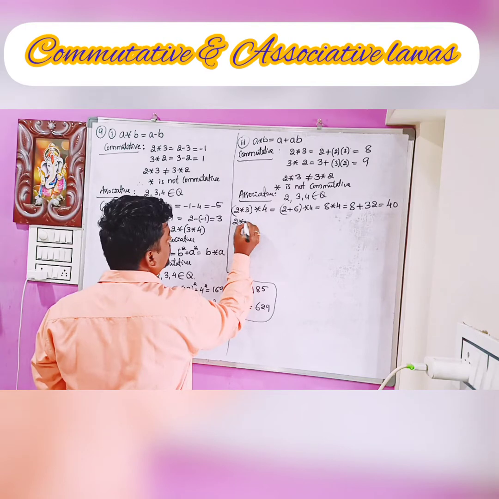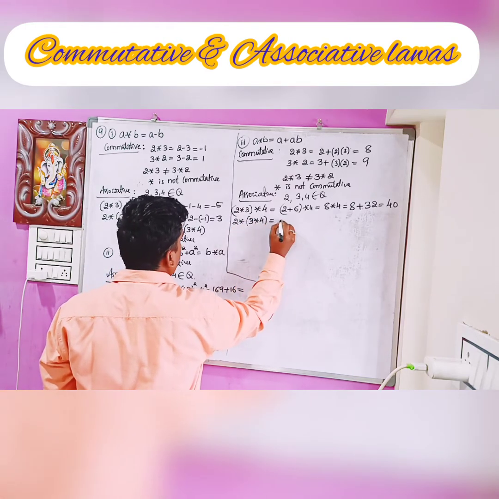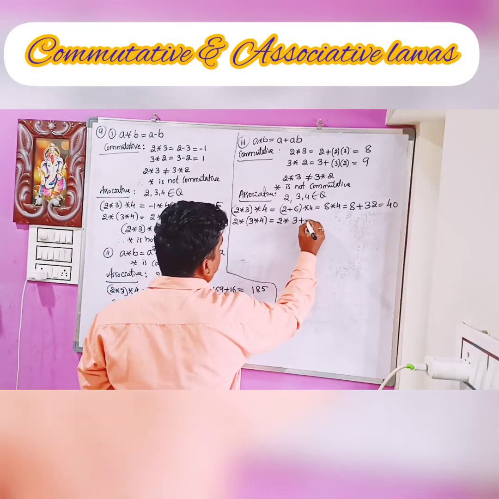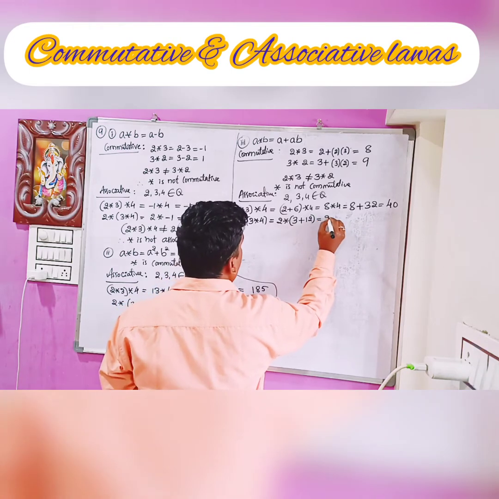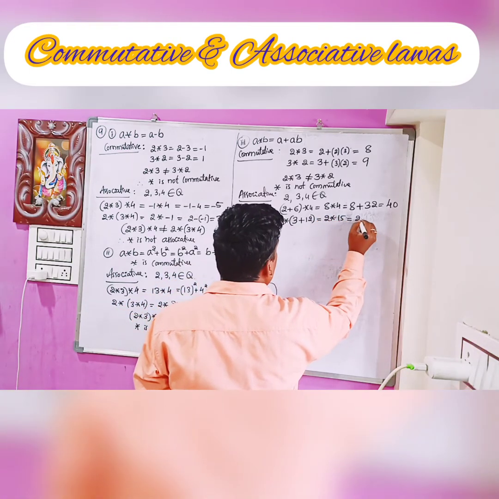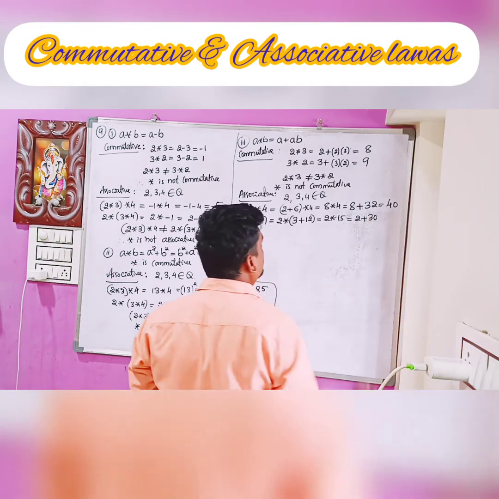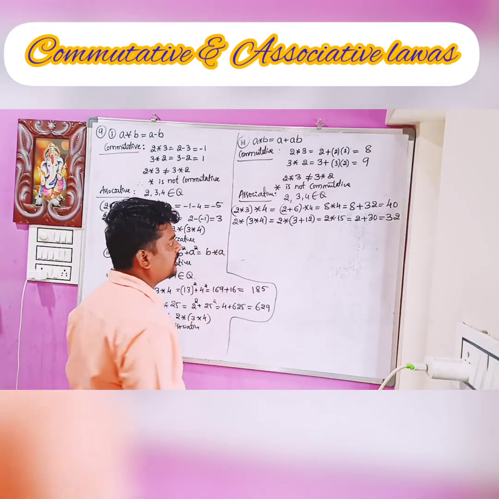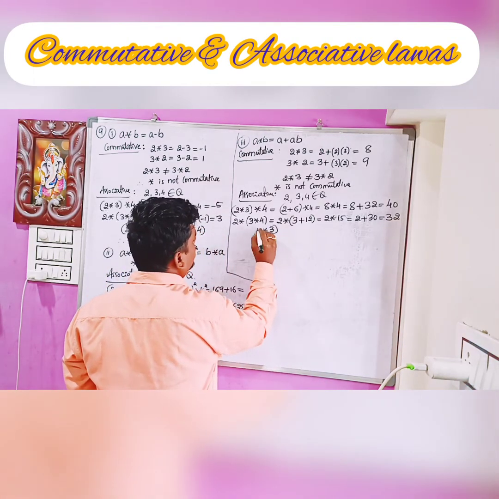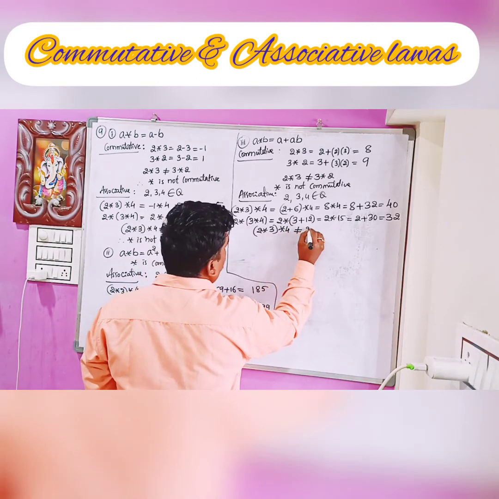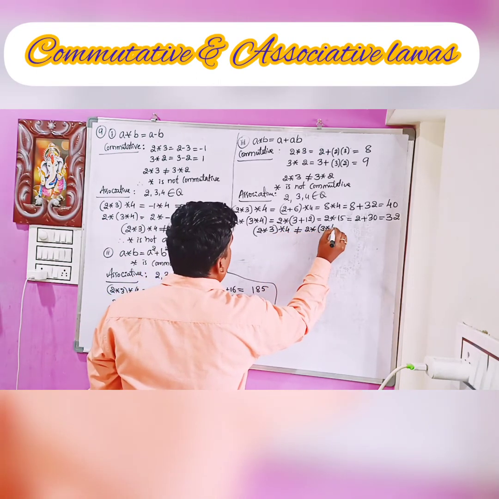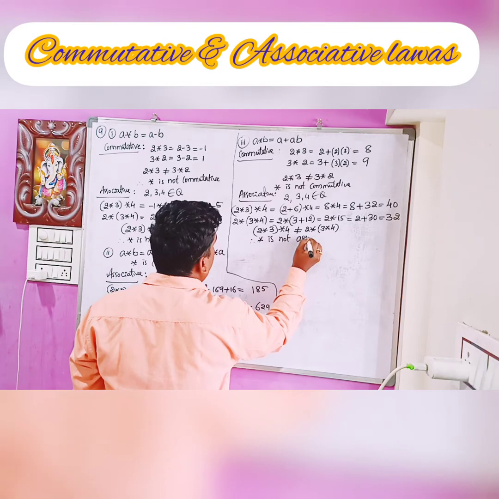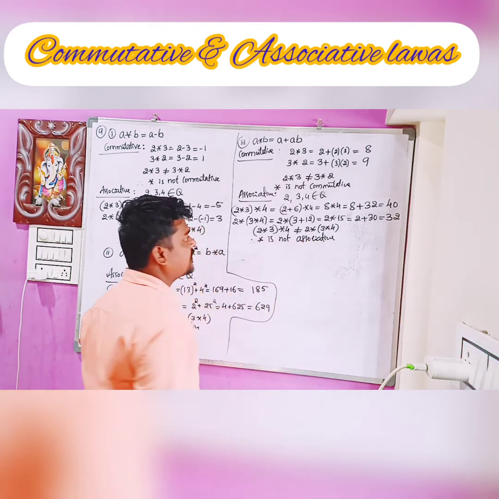Next, 2 star (3 star 4). 2 star, as it is. What is 3 star 4? 3 plus 3 into 4, and 3 into 4 is 12, so it is 15. So 2 star 15 means 2 plus 2 into 15, which is 2 plus 30, which is 32. So 32 is not equal to 40. Therefore (2 star 3) star 4 is not equal to 2 star (3 star 4). So it is enough for saying that star is not associative.